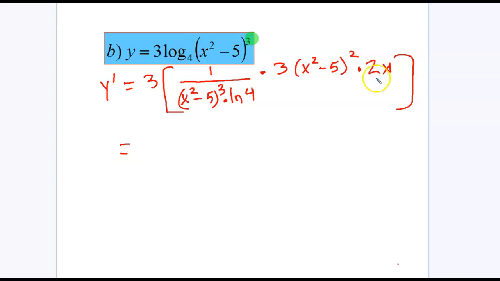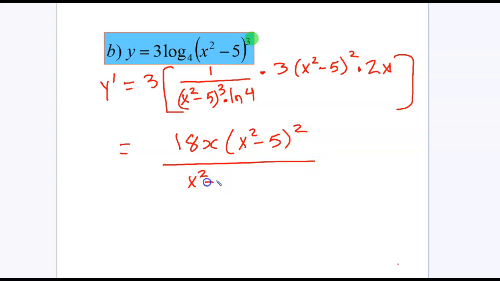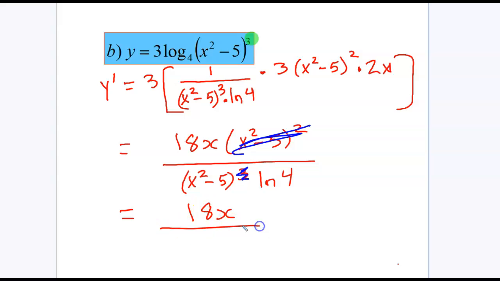And if we were to simplify this, I have 2x times 3 is going to give me 18x. And then I have x squared minus 5 squared over x squared minus 5 cubed times ln 4. And then that guy will cancel out 2 of those. So my final answer is going to be 18x all over x squared minus 5 times the natural log of 4.